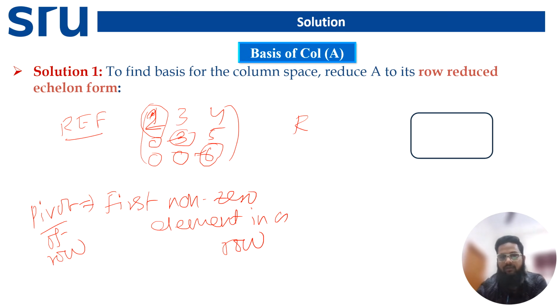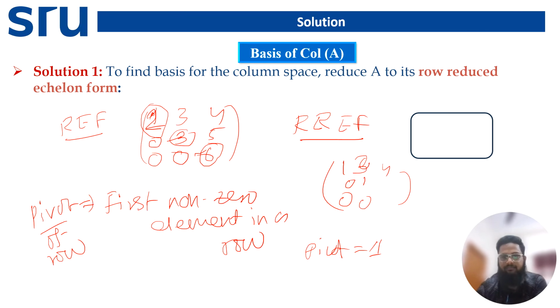Now if you see the row reduced echelon form, it means the pivots must be 1. First of all, there will be 2, 3, 6, which will not be considered. So the pivots must be 1. If I take the same example, the pivots must be 1.